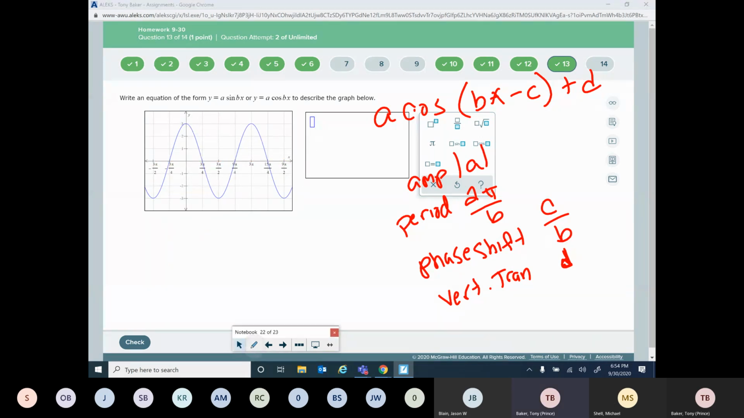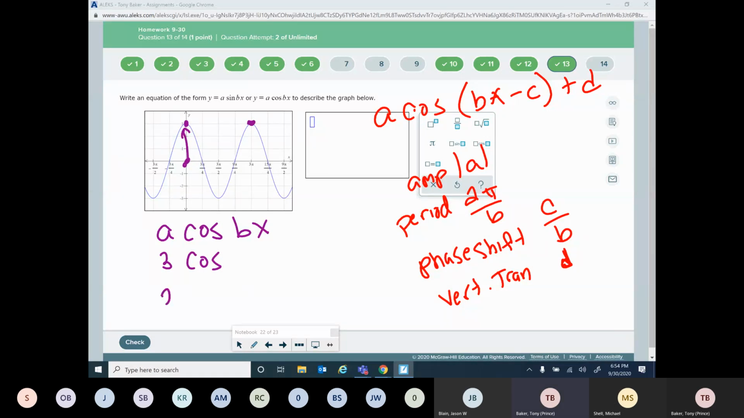So now this one starts up high and goes down. So we're going to use cosine. So it's a cosine B of x. From here up, we're going to 3. So my A is 3. And my period starts there. So it starts there and goes to 3 pi.